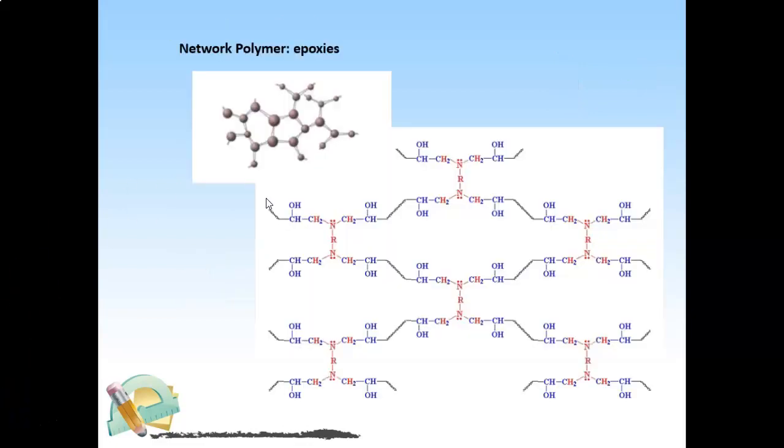For polymers made from trifunctional instead of bifunctional monomers, we call them network polymers. For example, epoxy and phenol-formaldehyde polymer. There are three points on the mer that can react. This leads to three-dimensional connectivity of the polymer backbone. Highly cross-linked polymers can also be classified as network polymers.